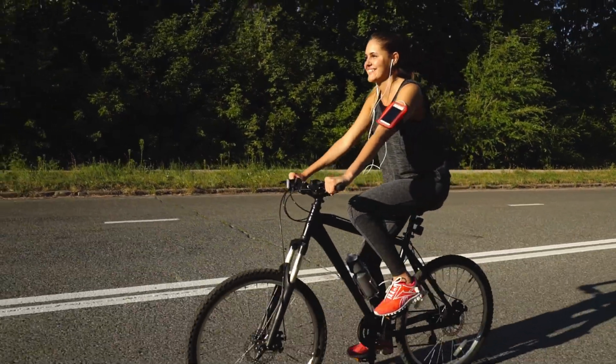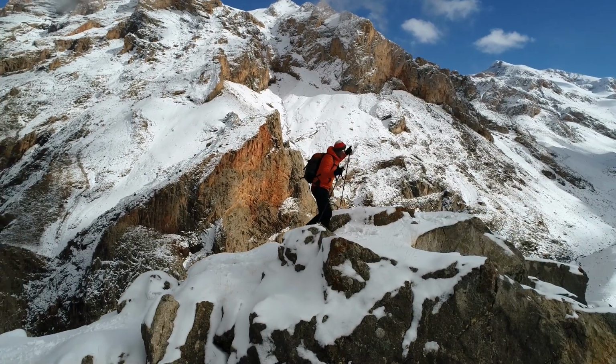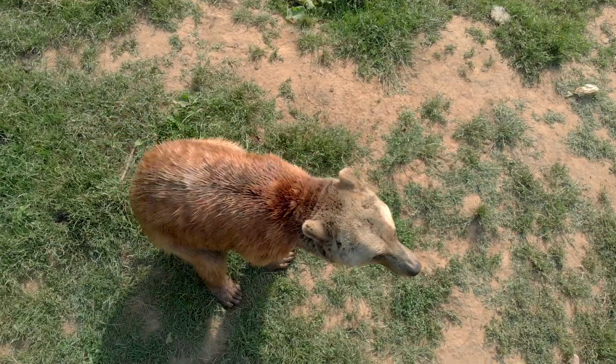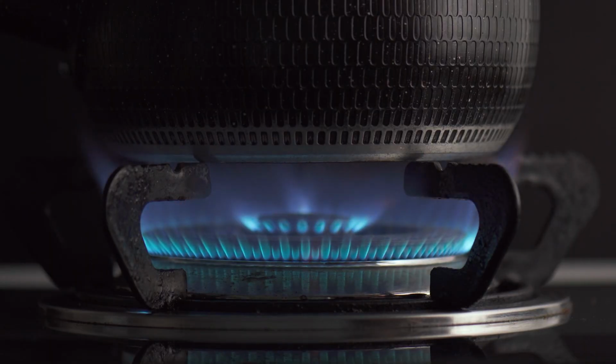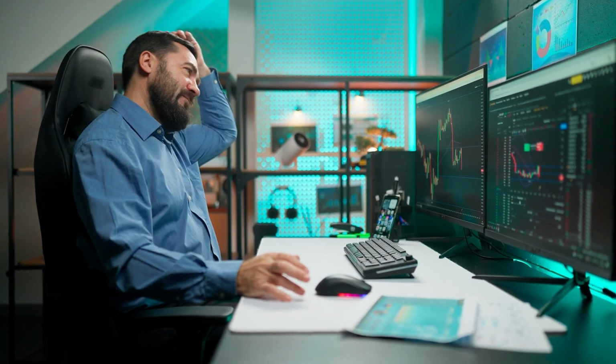Biking without a helmet? Risky. Climbing Mount Everest? Risky. Bear fighting? Risky. Borrowing money without any collateral? Risky. Leaving the stove on and going out to get groceries? Risky. Trading futures without a solid risk approach might be the riskiest of all.